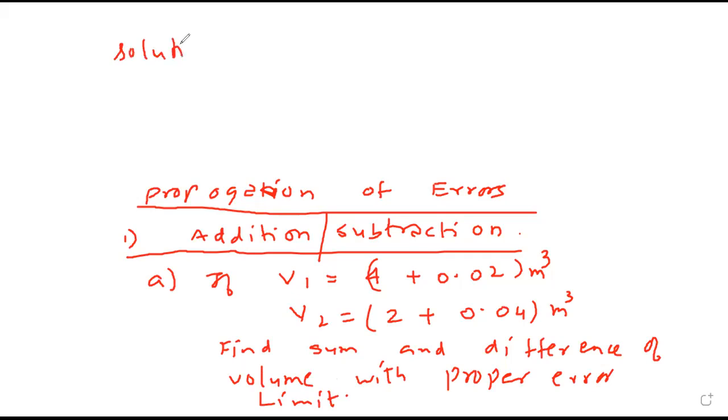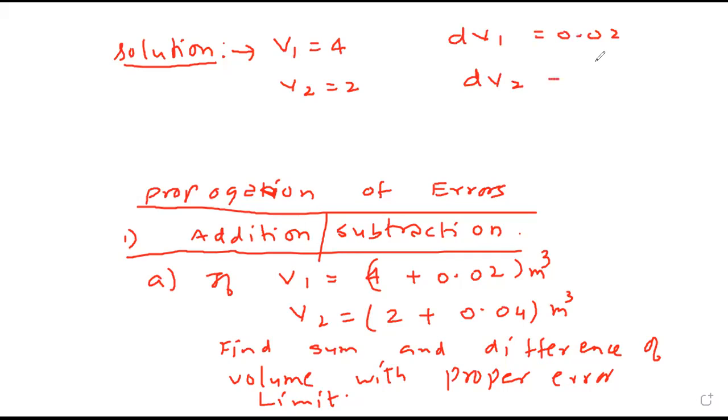So since we have to find sum, means we will add, subtraction will subtract, error always added. So this is called error limit. These are absolute errors. This is actual value. So V1 is 4, V2 is 2, error in V1 and in V2 are 0.02 and 0.04. Please copy this much.